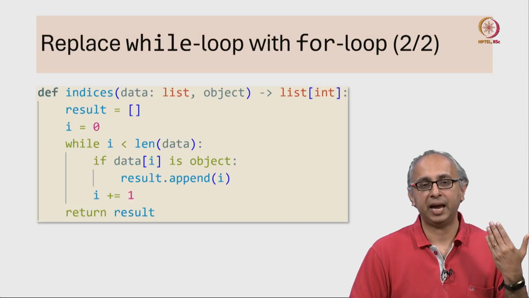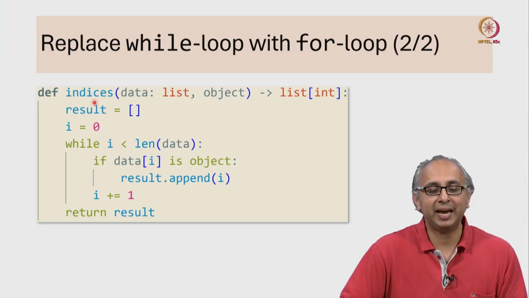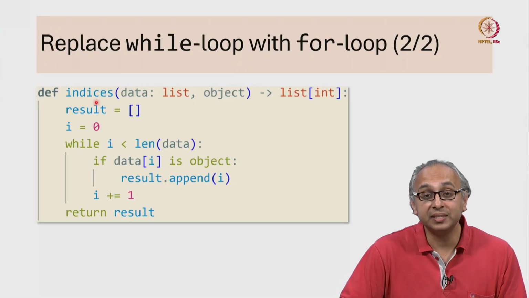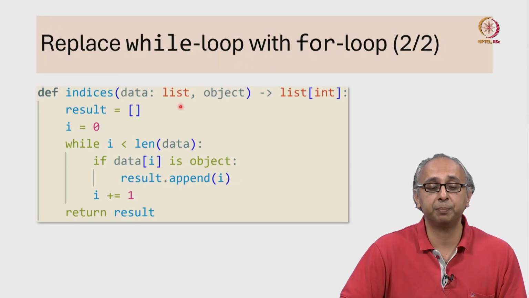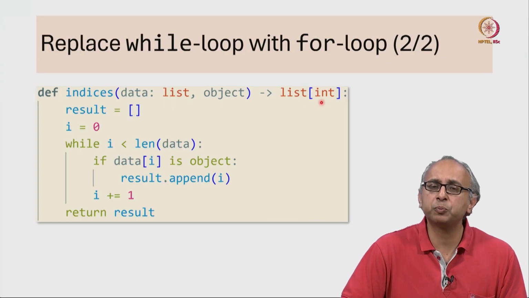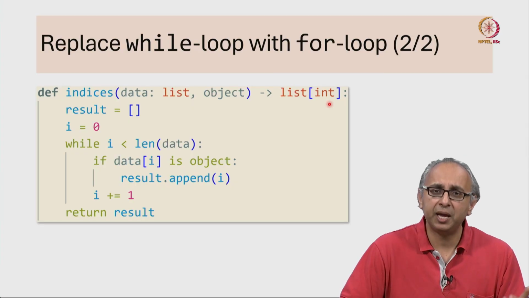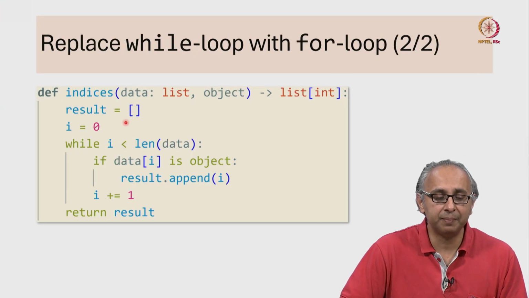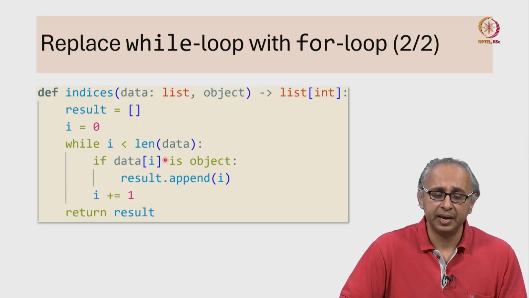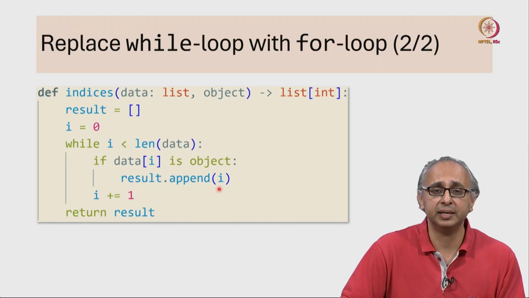Let's now take a look at another example. Here I'm trying to calculate all the indices at which this object appears in the list. So the code is similar, except my output is going to be a list of integers. Again, we have an accumulator pattern, but this time our answer is a list, and we are appending certain values of i, certain indices, to this list.